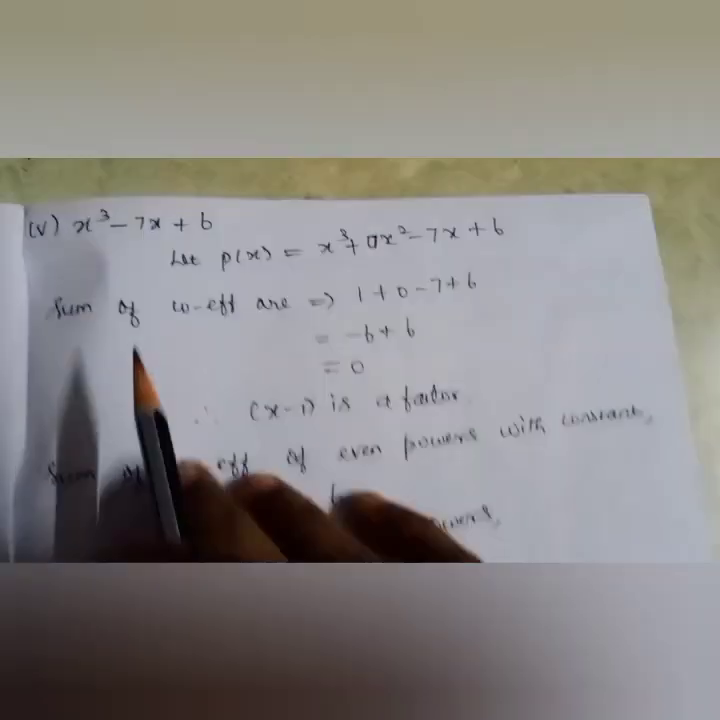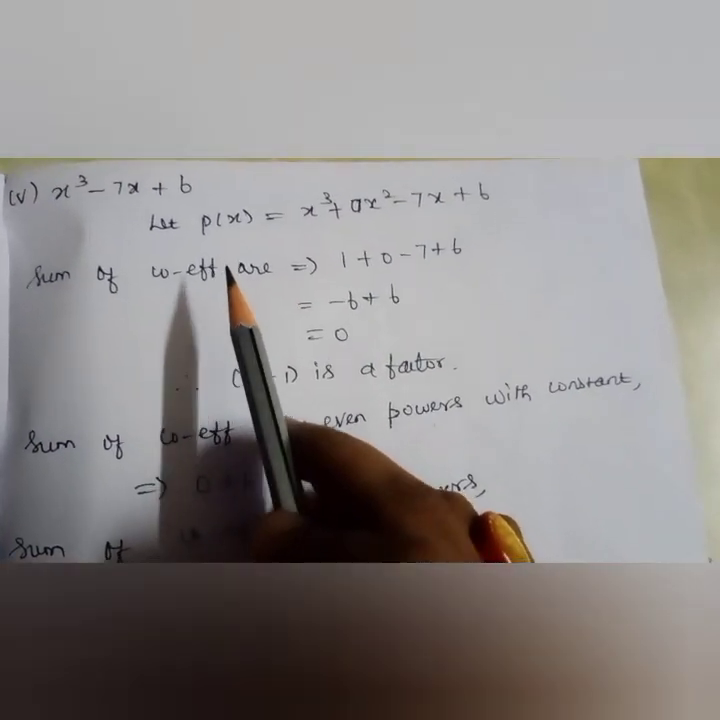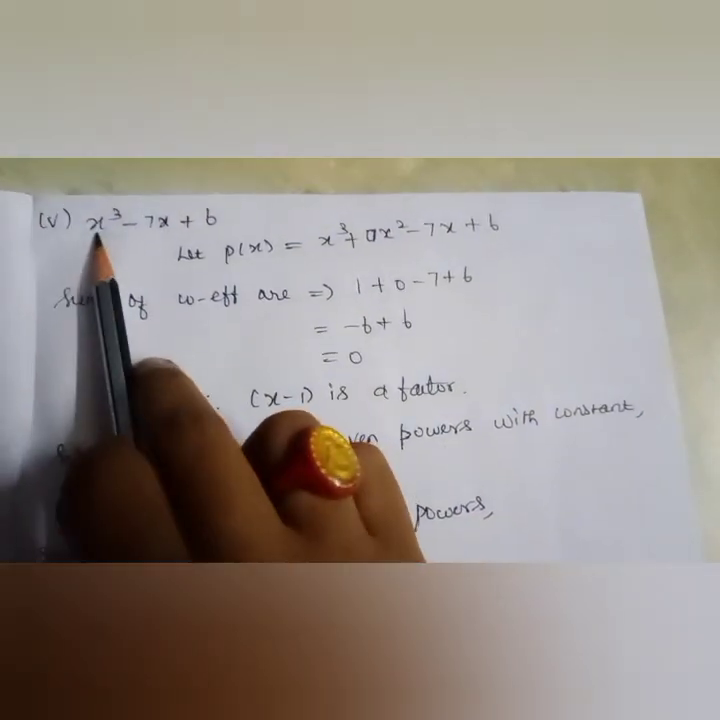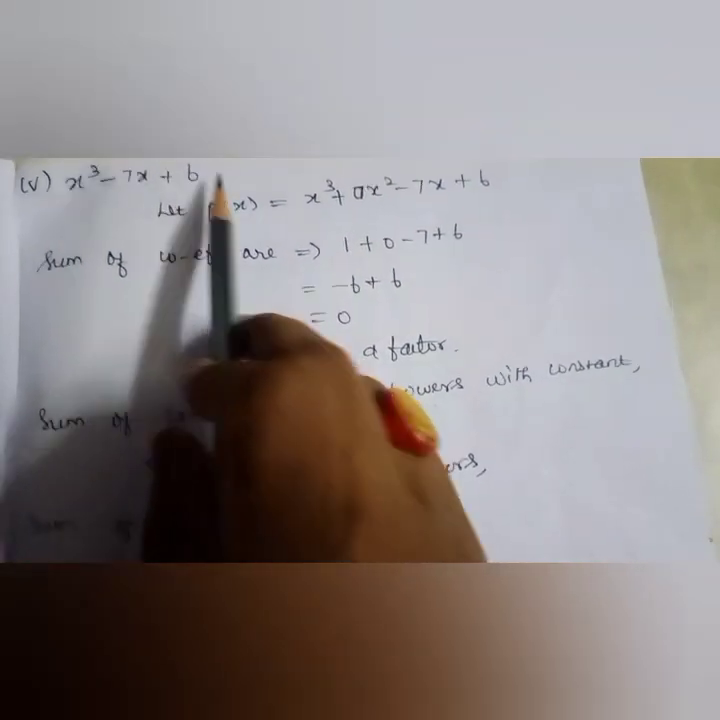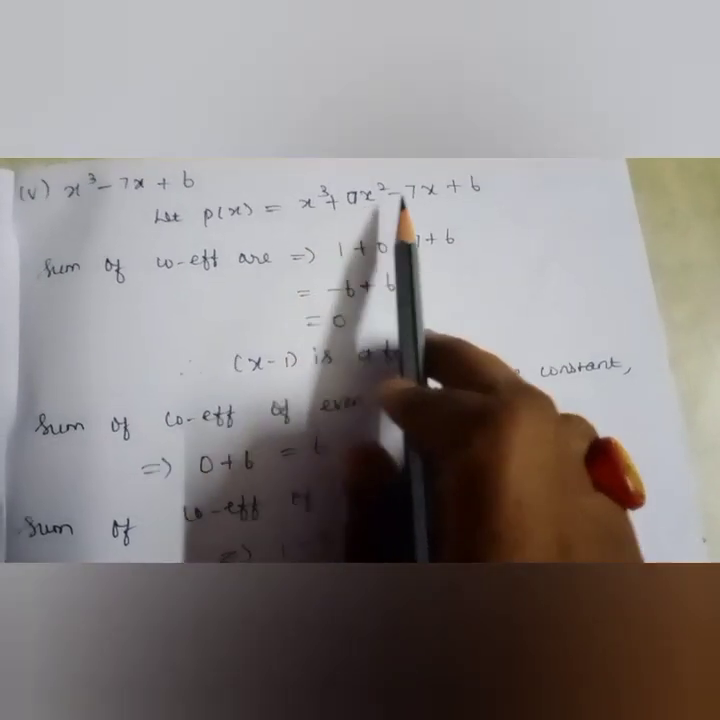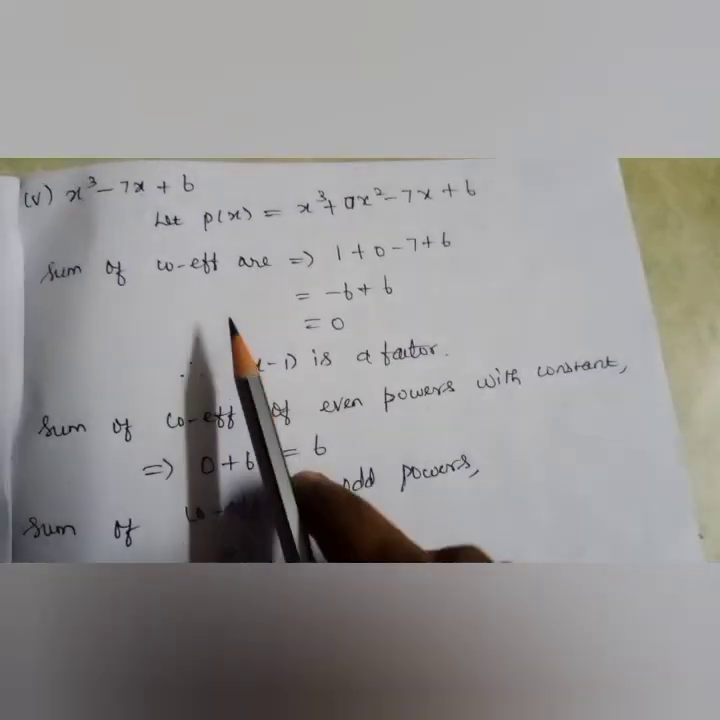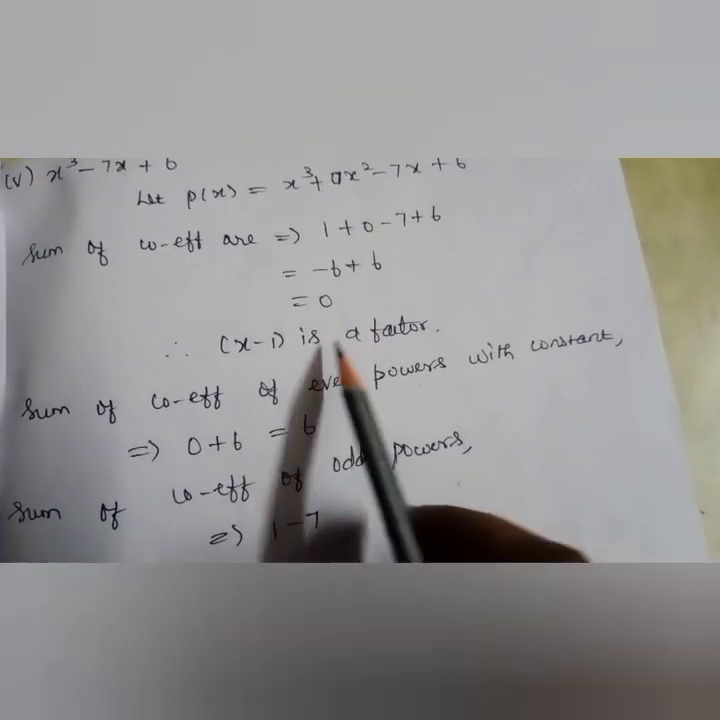Okay. Let's see the fifth sum now. X cube minus 7x plus 6. As I told you earlier, whenever you have a polynomial, you have to check with the degree. Here you have a cube, but no square term, then x, then the constant term. So rewrite the polynomial as x cube plus 0x square minus 7x plus 6. Now the sum of the coefficients is 0. Luckily we are getting it to be 0, meaning x minus 1 is a factor.